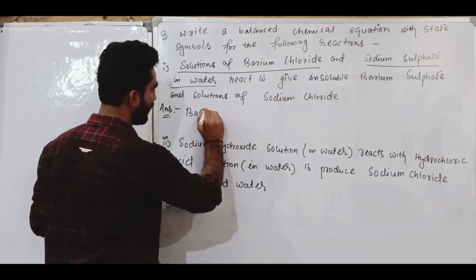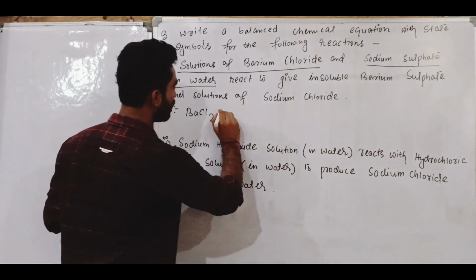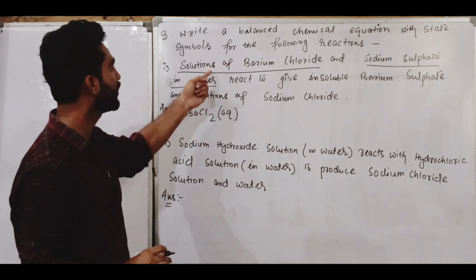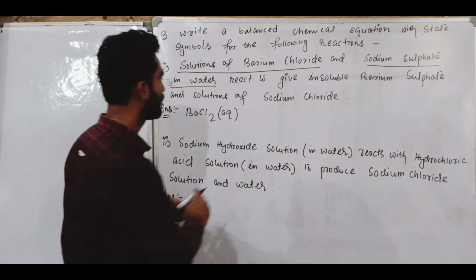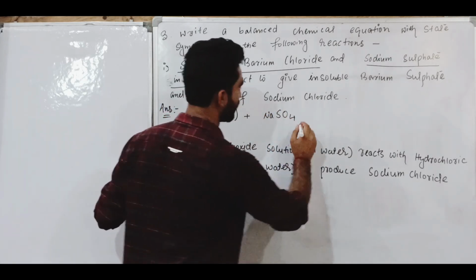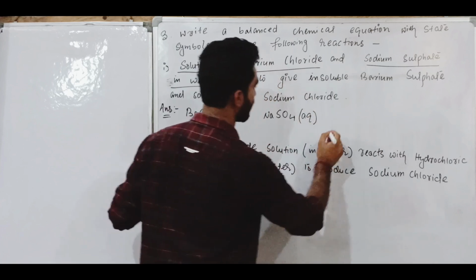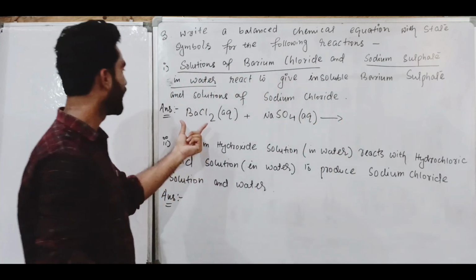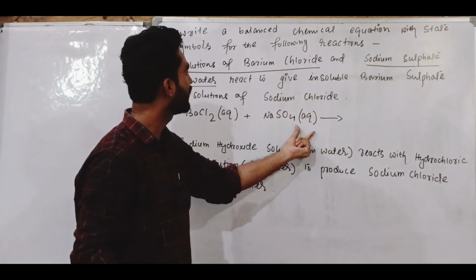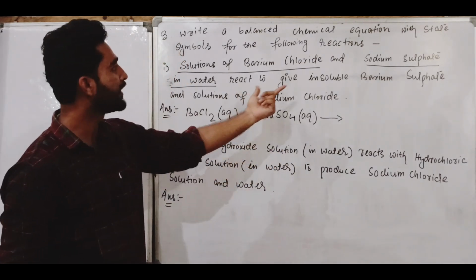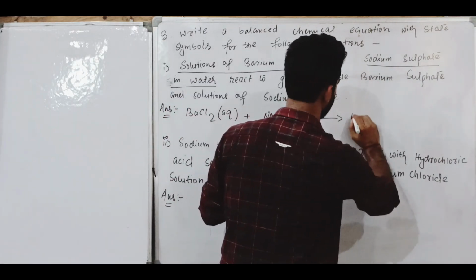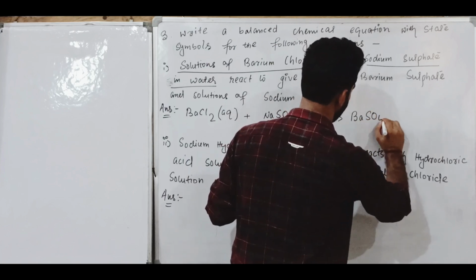So barium chloride, BaCl2 (aq) means aqueous medium, dissolved in water. The solution of this barium chloride in water plus sodium sulfate. It is also in aqueous medium. So solution of barium chloride in water plus solution of sodium sulfate in water. They reacted together and they formed what? Insoluble barium sulfate, BaSO4.